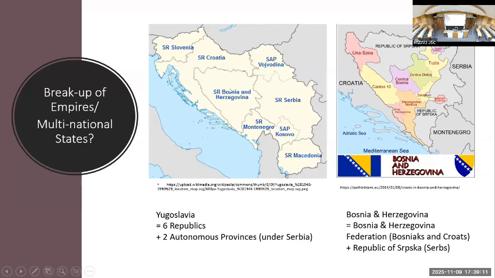Among these countries, this is called Bosnia-Herzegovina. Bosnia-Herzegovina has 3 main ethnic groups: Serbs, Croats, and the Bosniaks themselves. The Bosniaks are Muslim. Serbs are Orthodox Christian, and Croats are Catholic Christian.